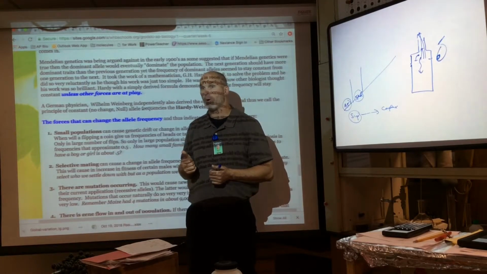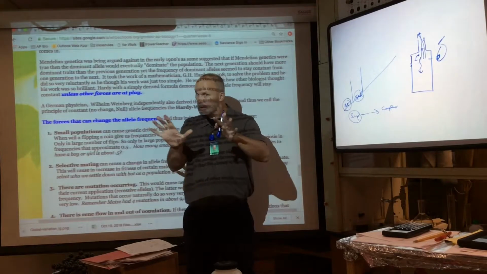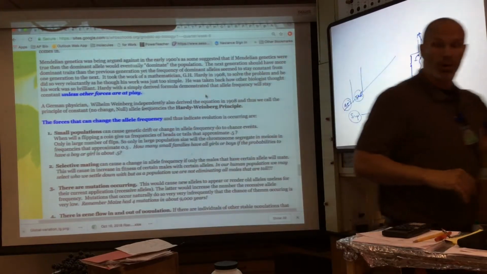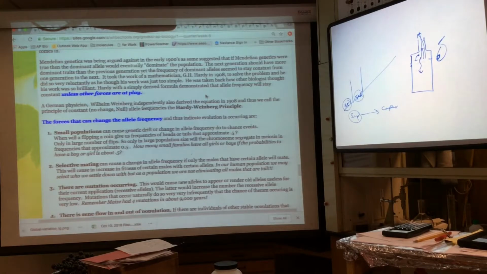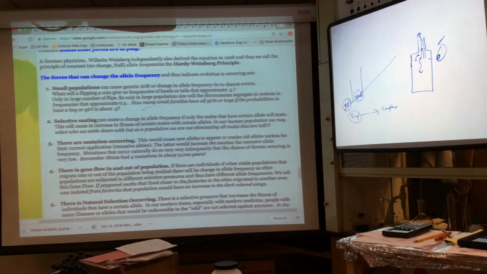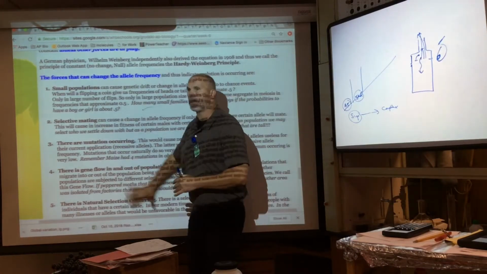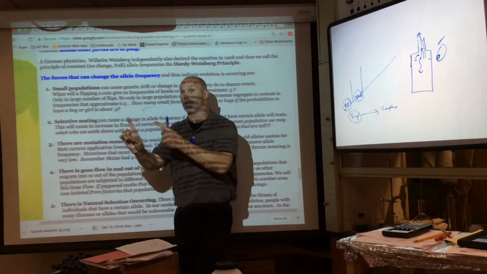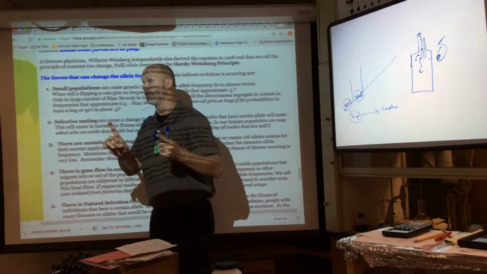0.5. Heads and tails both? 1. Okay, so we're still using our probability laws. Now, what are these forces? If this is happening, we're going to have changes of allele frequencies, which means we're going to have evolution.